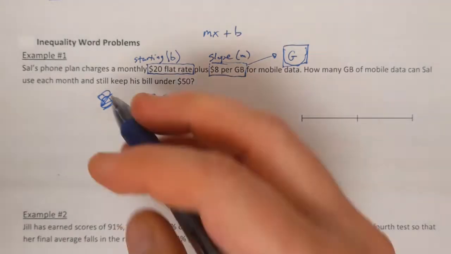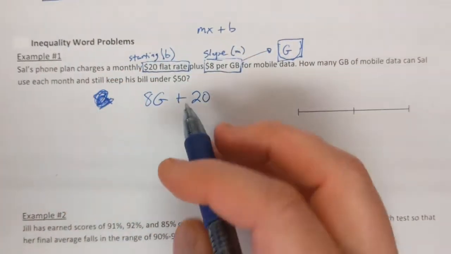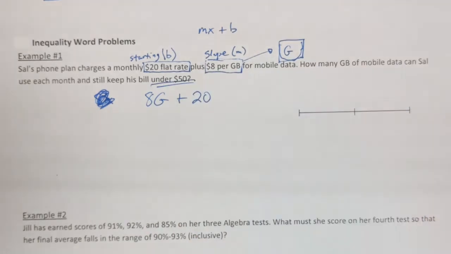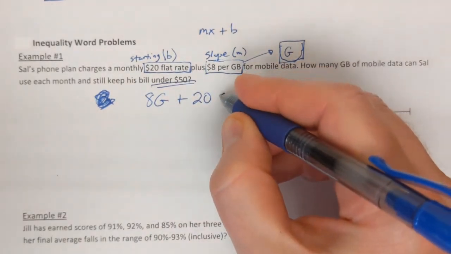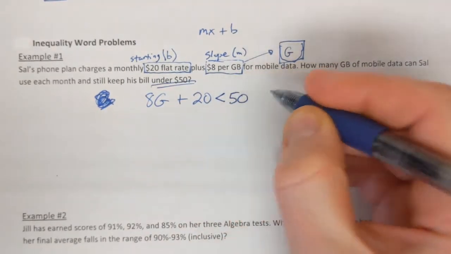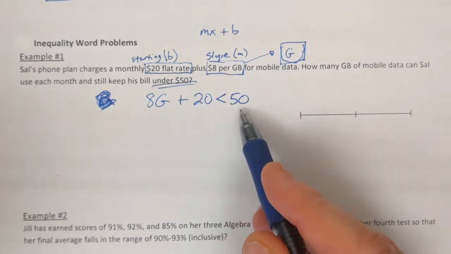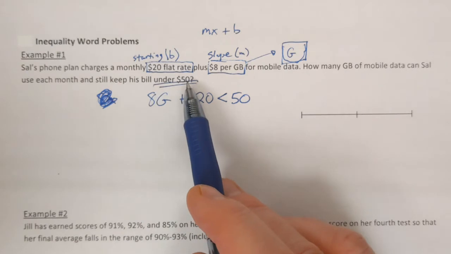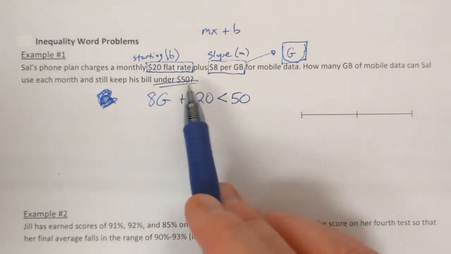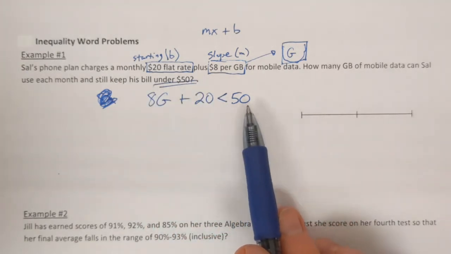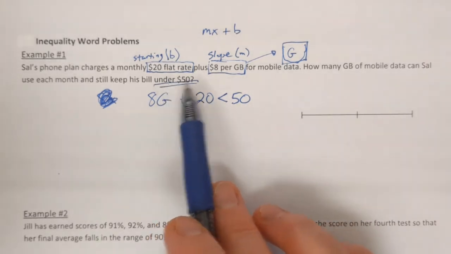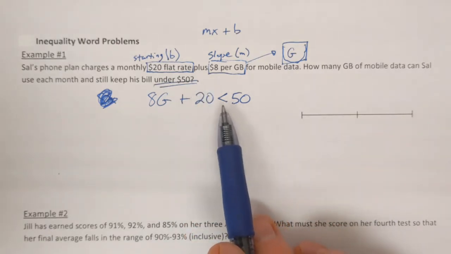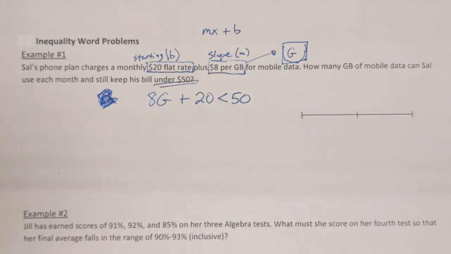All right, and the idea is we need to keep his bill under $50. Well, that sounds like a less than problem to me. We've got to keep his bill less than $50. And notice this doesn't say $50 or under. It says under 50, so the 50 is not included. In Sal's opinion, if it's equal to 50, that's too much. It specifically says keep it under 50, so we are not going to put a bar in this particular problem.